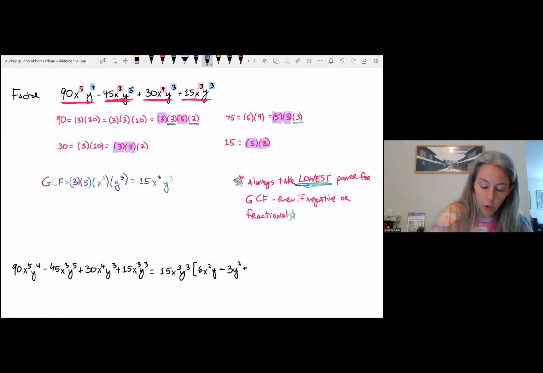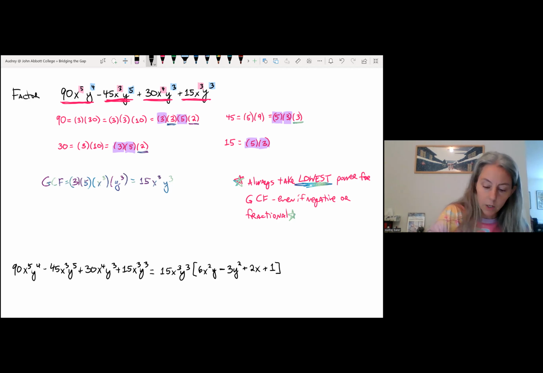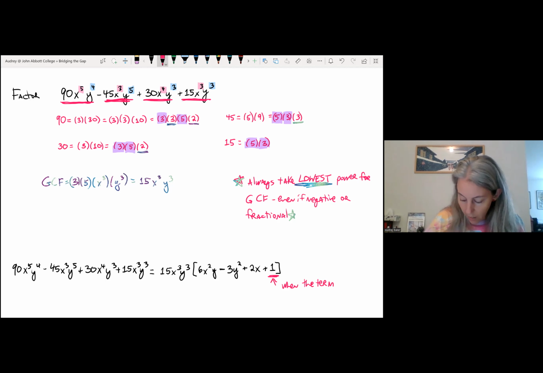Plus, in the 30, I took away the 5 and 3, but there's still a 2 left over, 2. I have 4 x's, I took 3 away, so there's 1 left over. I have 3 y's, took all of them away, there's nothing left over. Plus, well, I took everything away from the 15, I took everything away from the x cubed, I took everything away from the y cubed. I took all my x's, all my y's, all of the 15. So what's left over? Remember, when we take the whole term, what's left over is always just 1. So remember, when the term equals the GCF, 1 is left over.